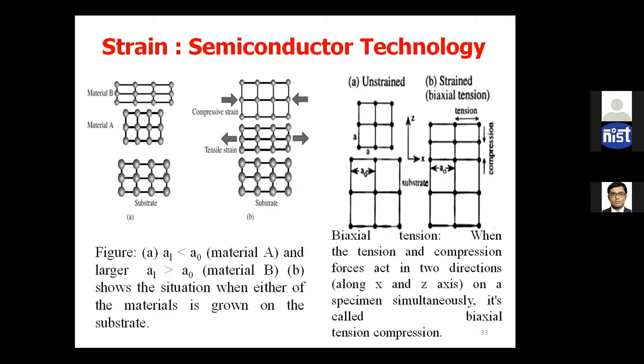This is called biaxial tension. That means you apply the tension and compression force along the Z axis and simultaneously apply it in the other direction, then the tension which develops is called biaxial tension. It has also improved the transport property.